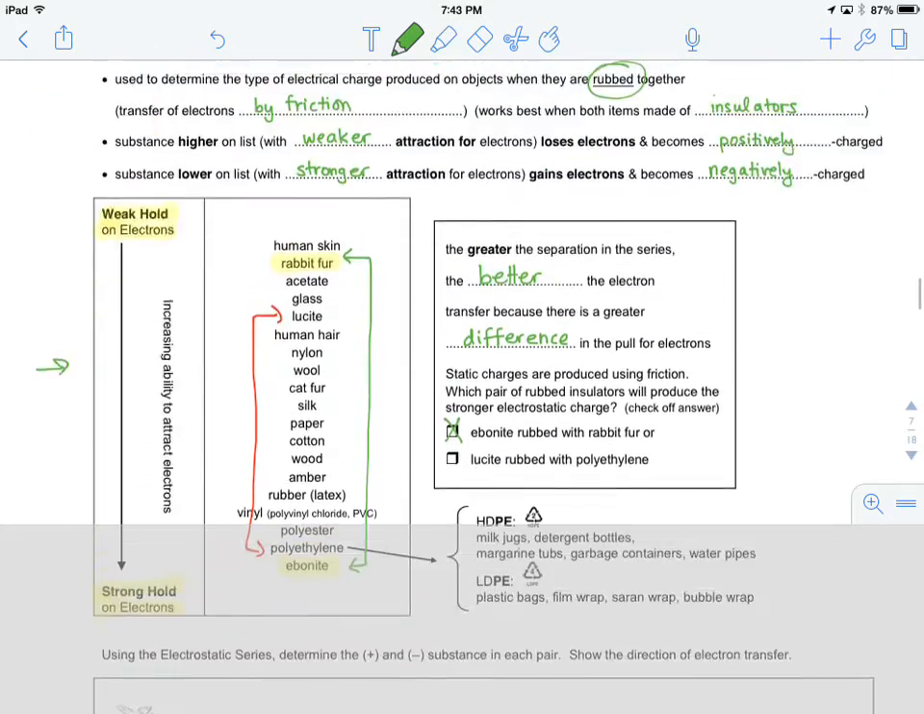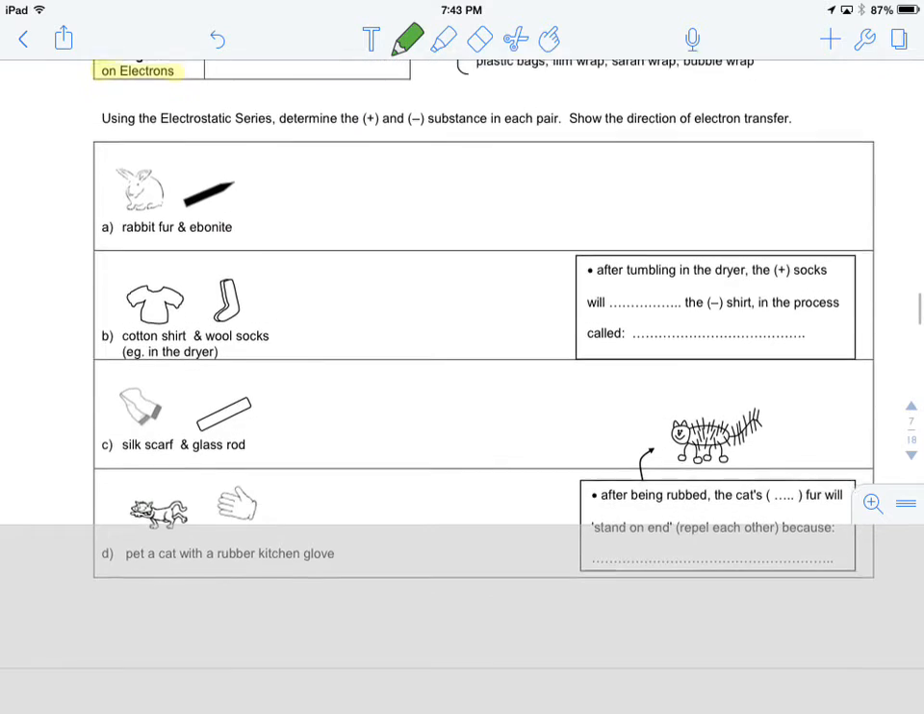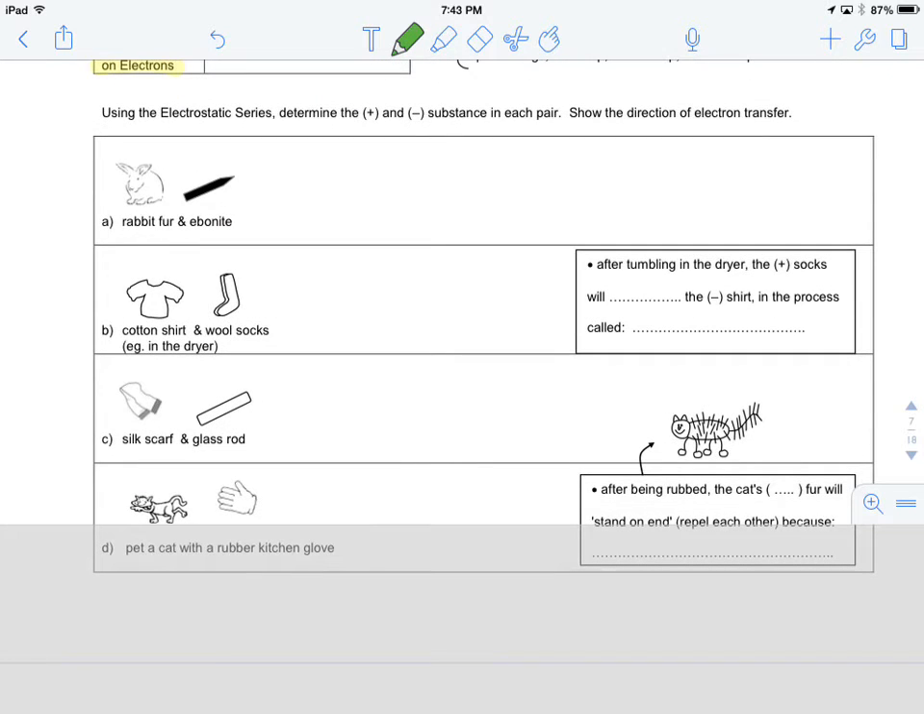So here's a couple of examples down below. We're going to use the electrostatic series, and we're going to determine which object will get the positive charge and which will get the negative charge. And we're going to show the electron transfer.